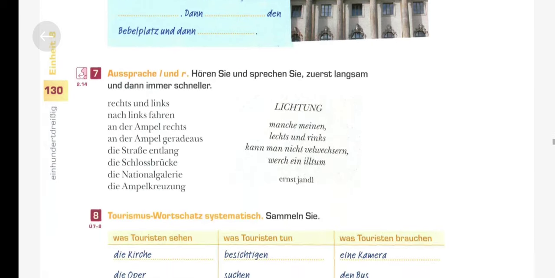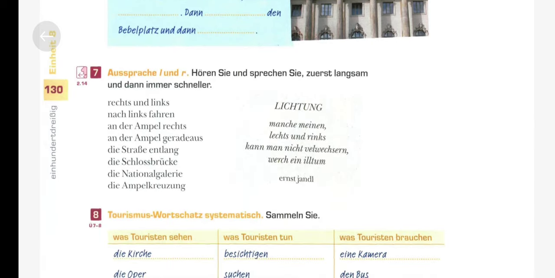Next, moving forward, Aussprache und R. Hören Sie und sprechen Sie zuerst langsam und dann immer schneller. Okay, here's the way of describing. You have to listen to it and repeat it after them. Firstly slowly and then faster.